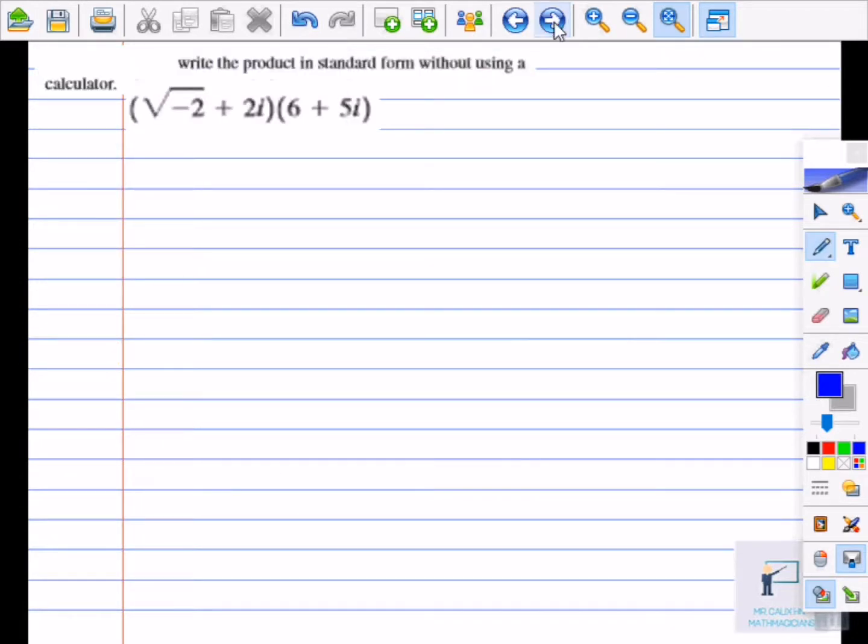The next one says, write the product in standard form, a multiplication, without using a calculator again. For this one, you have to multiply, and when you see two parentheses, what you do is your FOIL property. Square root of negative 2 times 6 is 6, and remember that the negative becomes an i: 6i square root of 2. Then, square root of negative 2 times 5i, so here it's like having two i's, square root of 2. And then you have 2i times 6 is 12i.